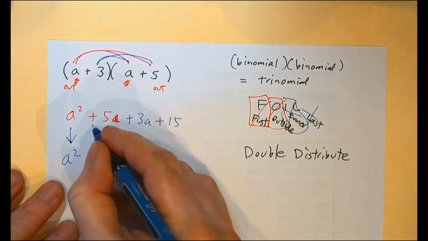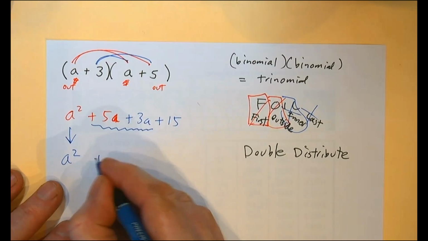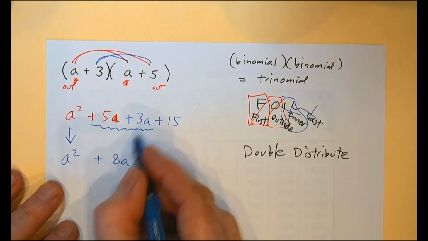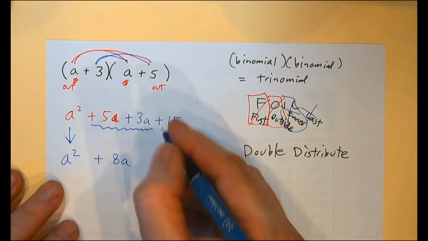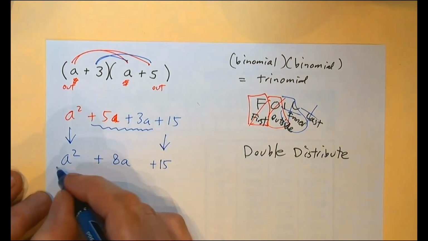A squared, but you notice these guys? Combine like terms. 5 and 3 is 8. 8 apples. Don't combine with this. These are apple squares. And then 15 comes down. And this is your answer.